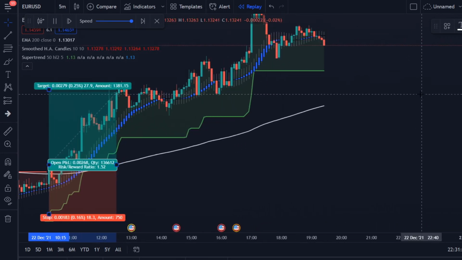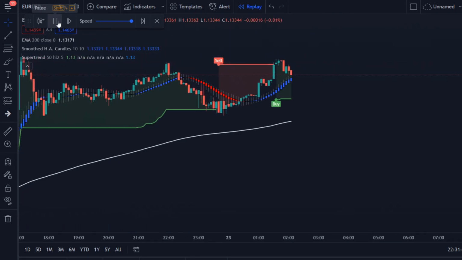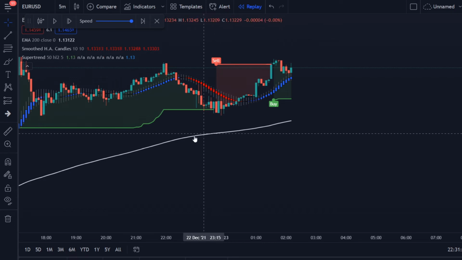We're waiting for a sell signal. If that happens, then we see a sell signal, but as you can see, the price is above the 200 exponential moving average, so we do not take the trade.